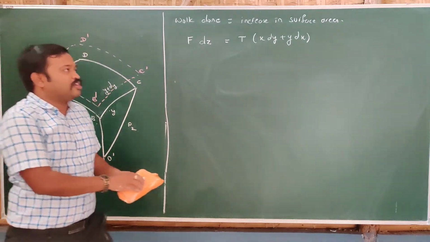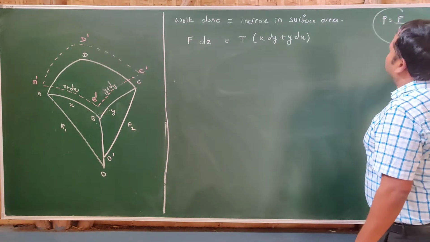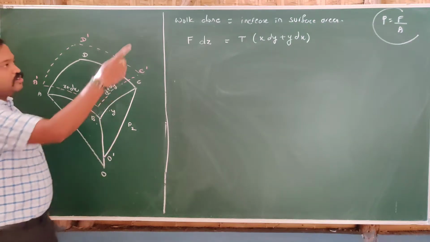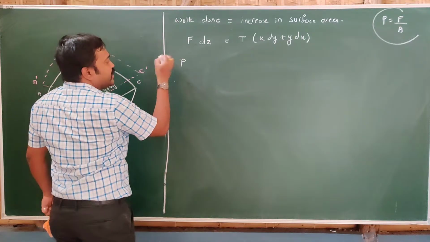We know the formula for pressure? Pressure is equal to force divided by area. Now, let me write force in terms of pressure. What is the formula of force in terms of pressure? That is pressure into area. So let me take it as pressure P.